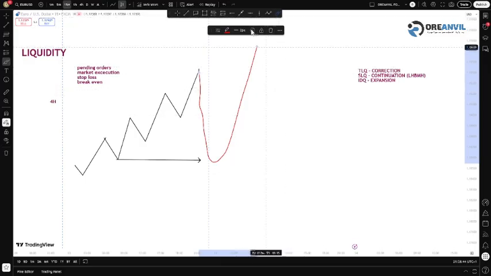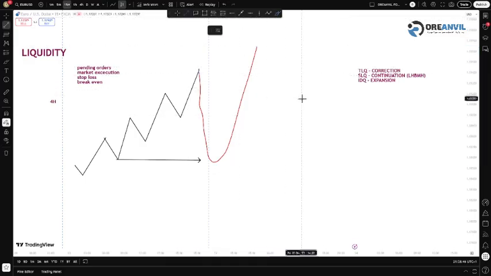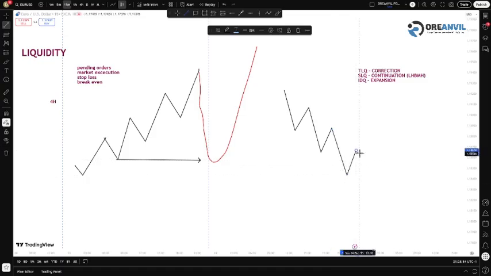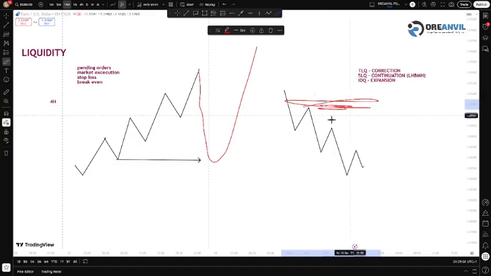Same thing on a downtrend. If you're on a downtrend, this is our liquidity, structural liquidity. The last high before the main high on a downtrend. Very, very key liquidity to pay attention to.